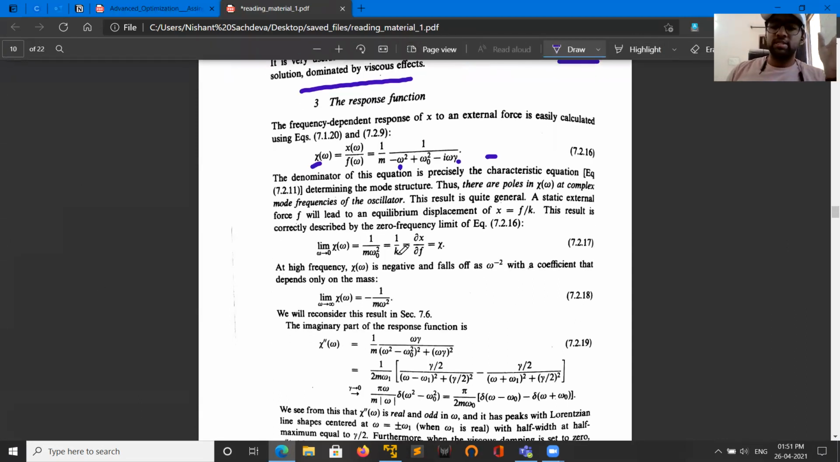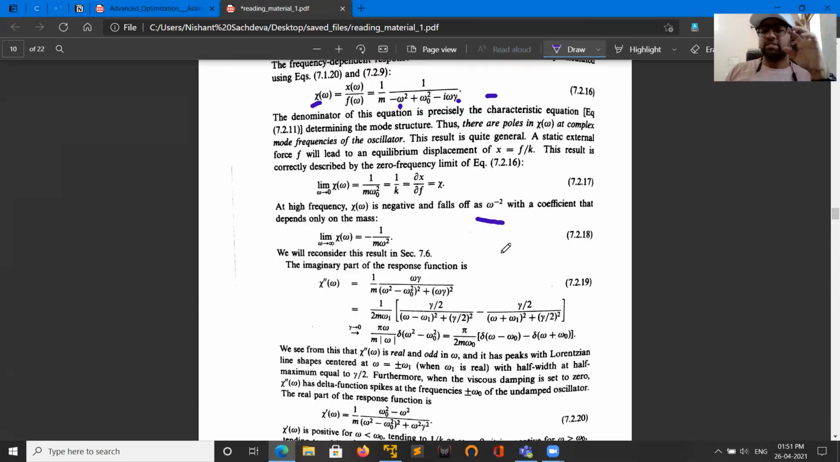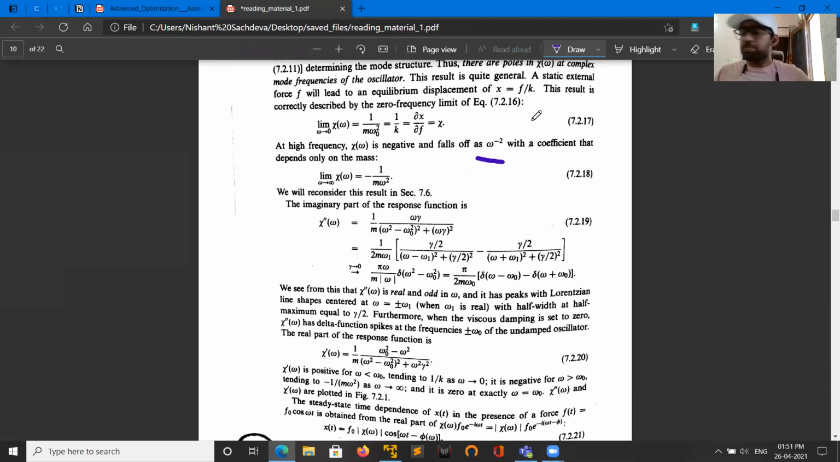Now at high frequency, capital X of omega is negative and falls off as omega to the negative square with a coefficient that depends only on the mass. What they're saying is if this term goes up, we can basically just ignore the other two. Omega naught square will be quite a bit smaller than omega square, so we ignore it. Now we will reconsider this result in section 7.6, which we're not going to do because this section is not part of the book.